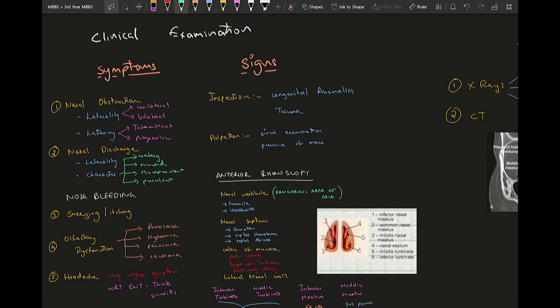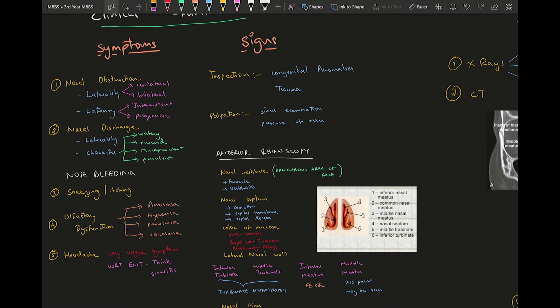So first of all, the various symptoms which you're going to encounter with respect to the nose. First is nasal obstruction. Nasal obstruction is a blockage to the pathway of air from the external environment into the respiratory system. With respect to nasal obstruction, you need to know two things: the laterality and the latency. Laterality means, is it unilateral or bilateral, single side or both sides blocked?